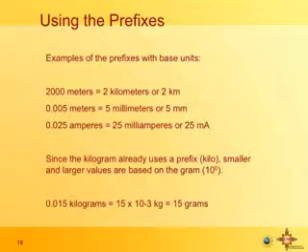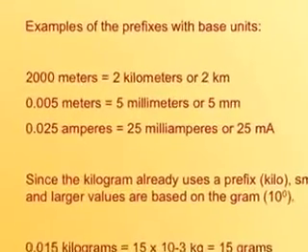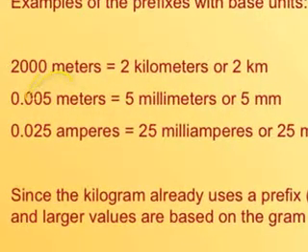So, using prefixes, here are some examples. If you've got 2,000 meters, that's 2 kilometers, right? There's 1,000 meters per kilometer. If you have 0.005 meters, what is that? Well, that's 5 times 10 to the minus 3. If you take a 5 and you move the decimal place to the left 3 times, that's 0.005. So you're talking about a millimeter, right? 10 to the minus 3 is a millimeter. You can write it as 5 millimeters or mm.